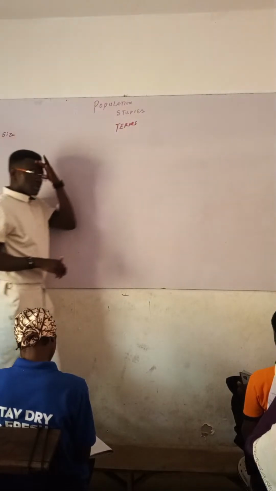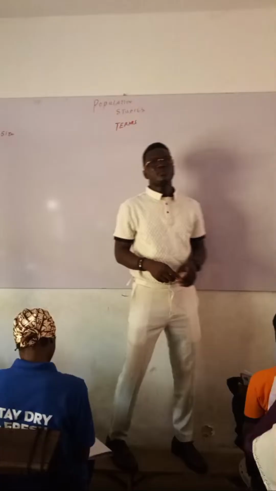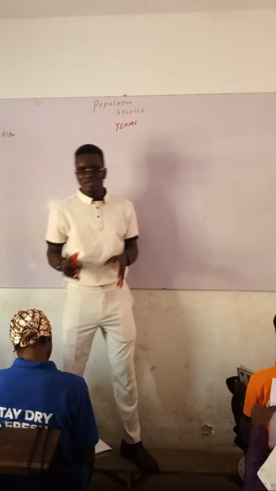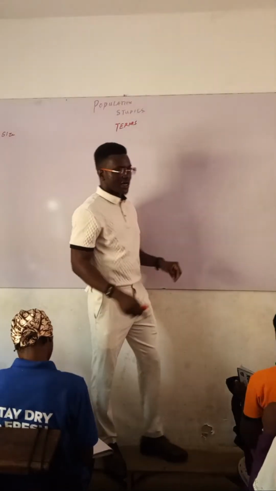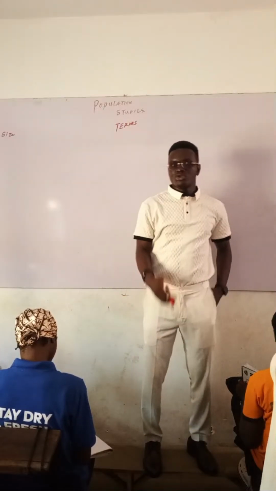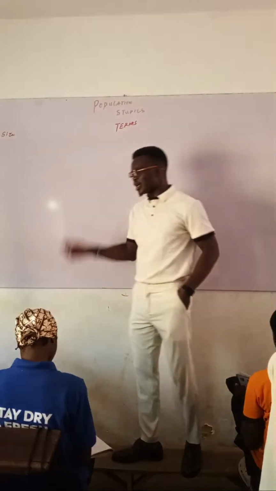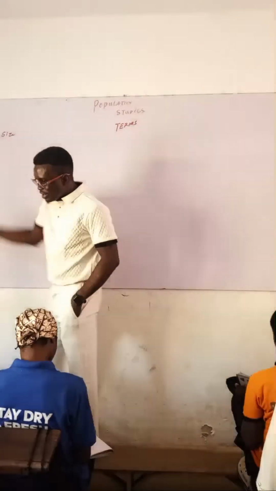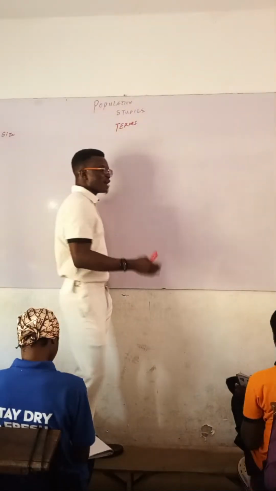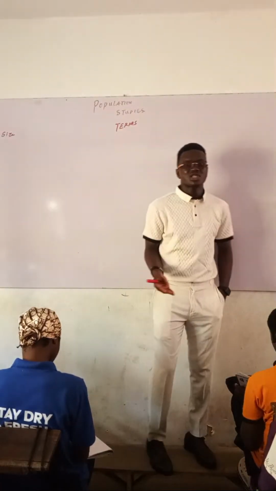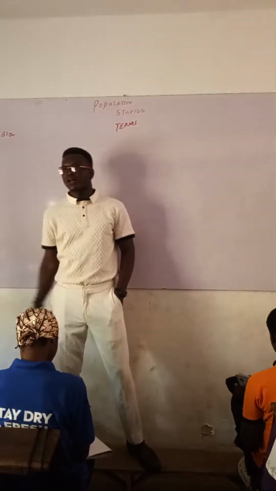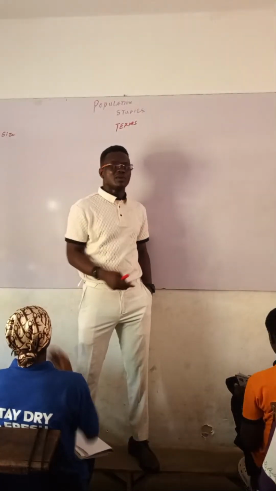Population size. So population size is talking about the total number of organisms of the same species in a particular area. The total number of organisms you have in a particular area, that is the size of that population. The total number of organisms of the same species or organisms of the same kind in a particular area. So just talking about our total number, like the volume.